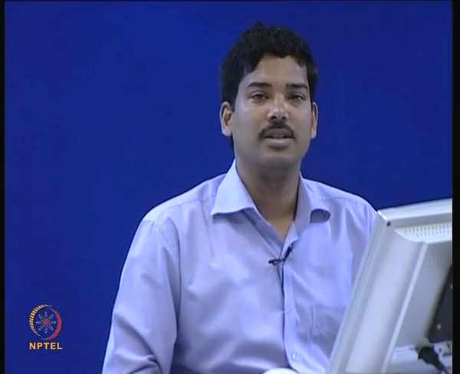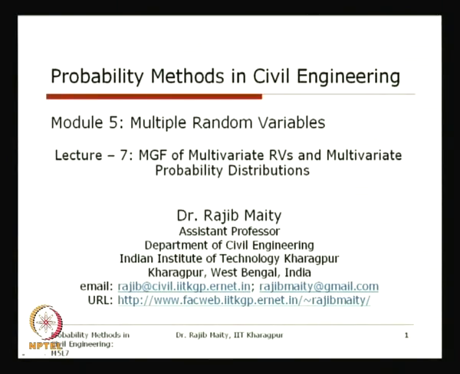This is the seventh lecture of this current module on multivariate random variables, and so far we have discussed several properties. In the last part that we are supposed to cover in this lecture is the moment generating function. So we will complete that part, and after that we will discuss something about their different distributions.